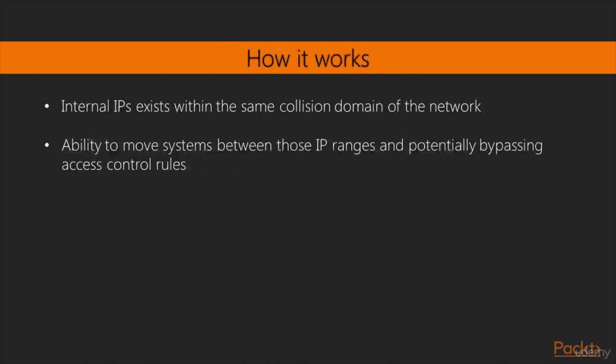The downside of this approach is that all the internal IPs exist within the same collision domain of the network. This has a few implications, including the ability to move systems between those IP ranges and potentially bypassing access control rules, as well as problems assigning addresses via DHCP due to the confusion about what address range to hand out.